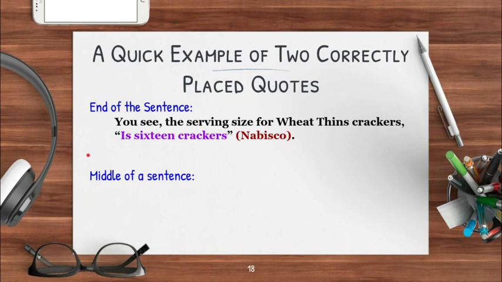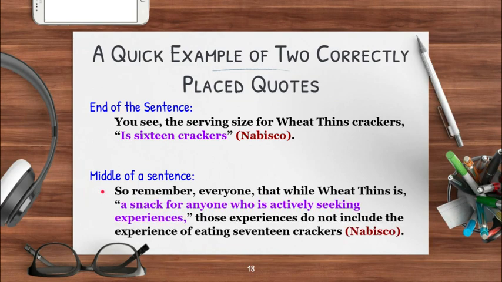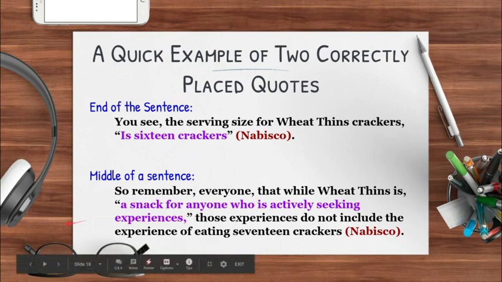You could also put a quote in the middle of the sentence. An example of when Stephen Colbert did that in the video is when he said, so remember everyone that while Wheat Thins is, quote, a snack for anyone who is actively seeking experiences, end of the quote, those experiences do not include the experience of eating 17 crackers. Okay? Again, you can put it either at the end of the sentence or in the middle of a sentence. You just cannot put it at the beginning of a sentence.